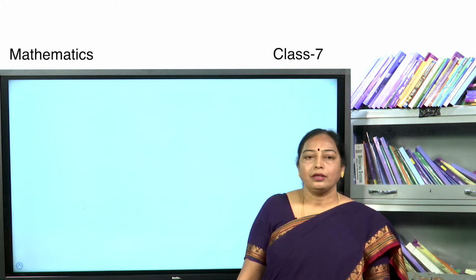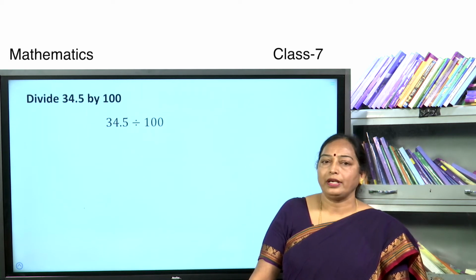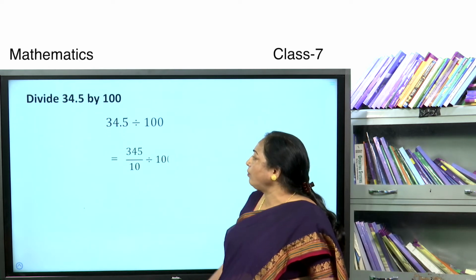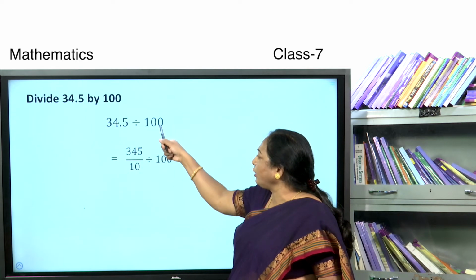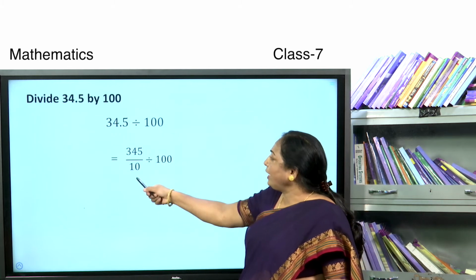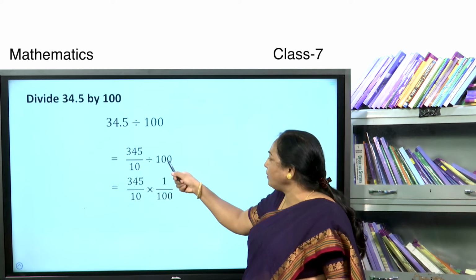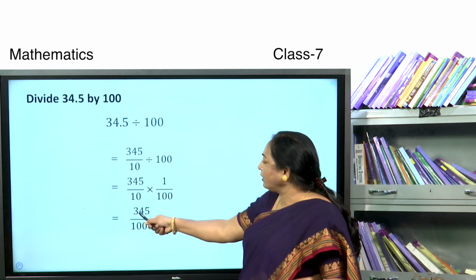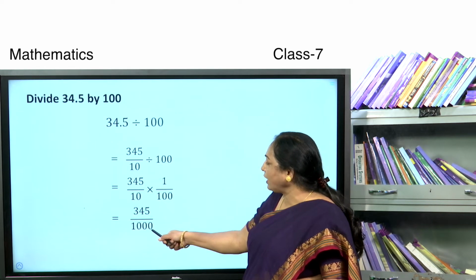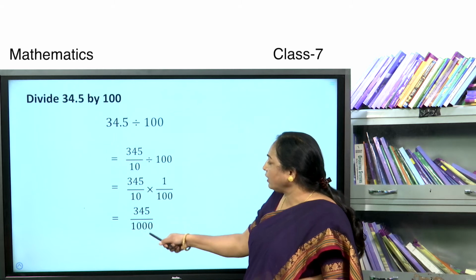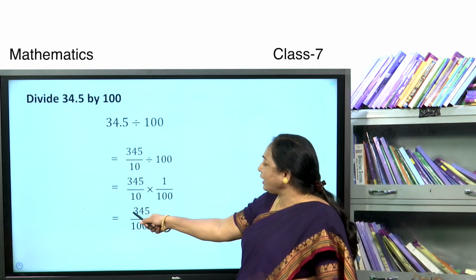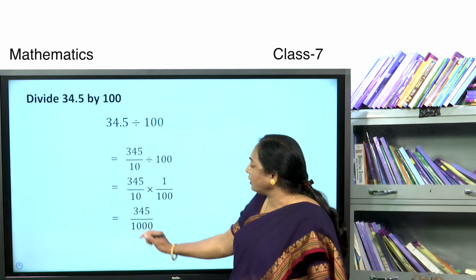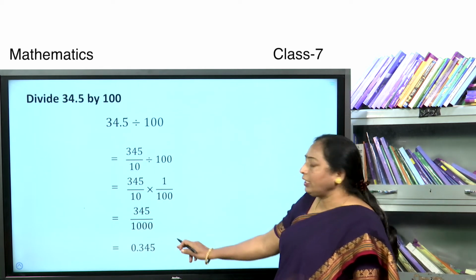Divide the same number by 100. That means 34.5 divided by 100. So, convert into fraction form, 345 by 10 divided by 100. Multiply 345 by 10 by the reciprocal of 100, that is 1 by 100. Multiplying this, we get 345 by 1000. How many zeros are there in the denominator? 3 zeros. Therefore, in the numerator, we place the decimal point after 3 places from the right. So, the answer is 0.345.